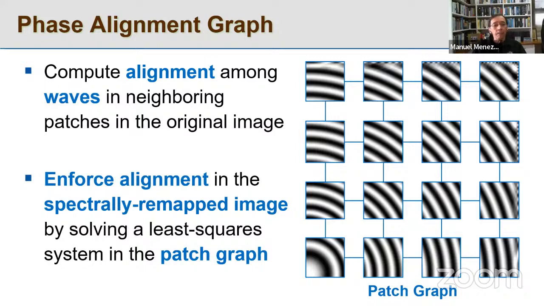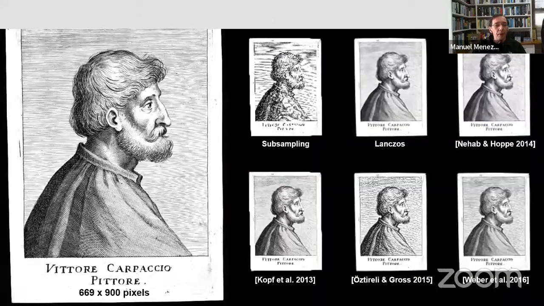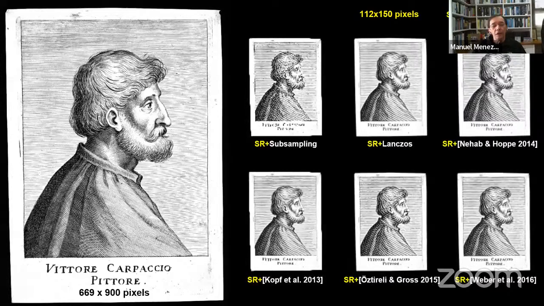And so once we've done this, we're ready to just rebuild the image. I will then start to show you a few results. Let me start by showing this hand-drawn portrait that has been downscaled using various techniques, as you can see. And I will then show you the result obtained after the pre-processing using spectral mapping.